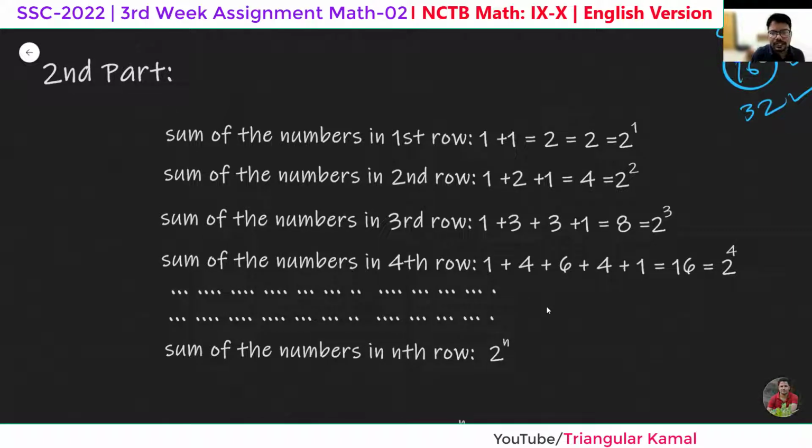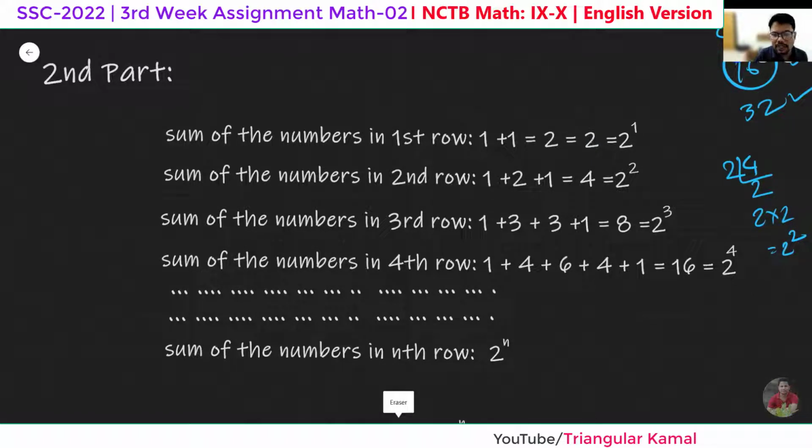The sum of the numbers in the first row is 1 plus 1 equals 2. 2 means 2 to the power 1. I think if you do not write this, it is also okay. The sum of the numbers in the second row is 1 plus 2 plus 1 equals 4. That means 2 multiplied by 2, so 2 squared is equal to 4.